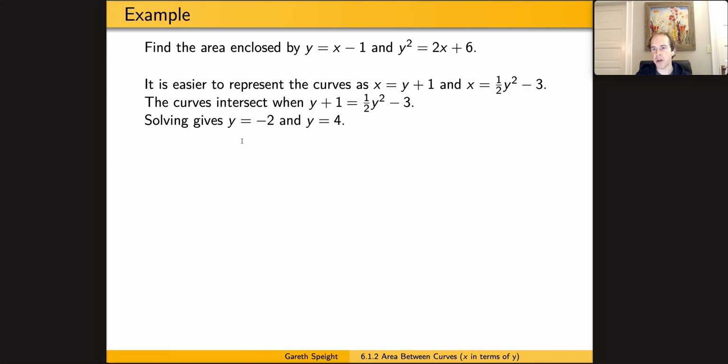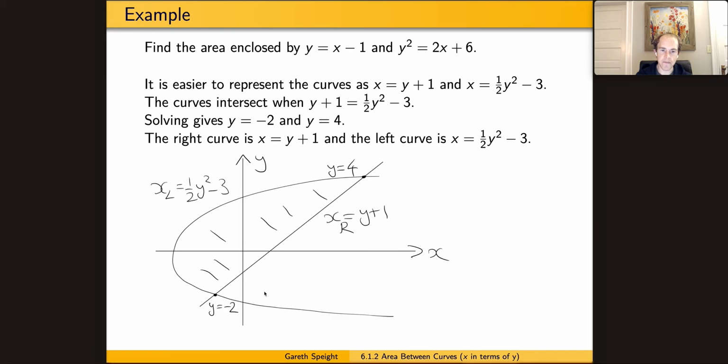And now we have to figure out which curve is on the right and which curve is on the left. For instance, we can plug in a point in the middle. If we plug in, say, y equals 0, for x equals y plus 1, we would get x equals 1. And for x equals a half y squared minus 3, we would get minus 3. So x equals y plus 1 is going to be on the right in this region because it has a bigger x value. Okay, so the right curve is x equals y plus 1, and the left curve is x equals a half y squared minus 3.